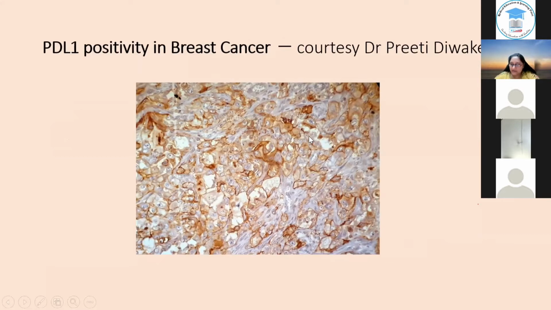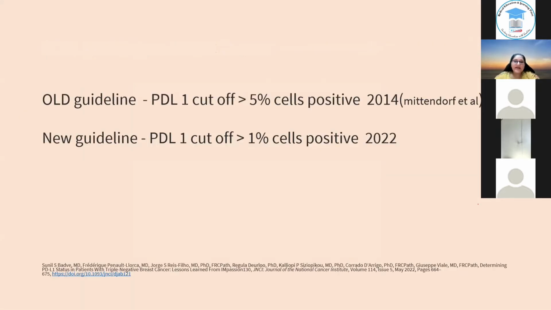So I thank Dr. Preeti, my friend who shared the picture with me. Old guidelines said that more than 5% of cells should be positive, but the new guideline for PDL1 is the same as ERPR, that is more than 1% of cells positive by 2022, according to this reference which I have shown here by Sunil.